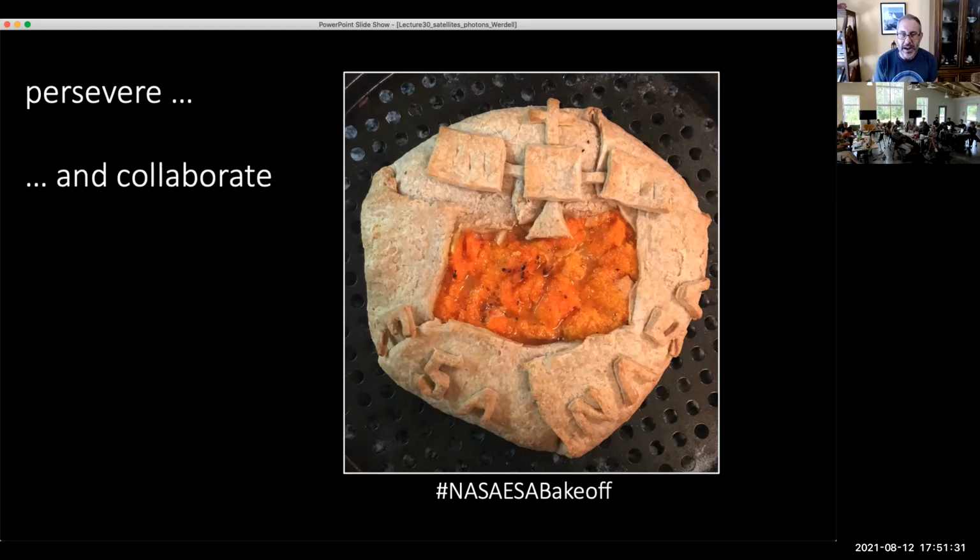This was my contribution. It's a sweet potato galette, but I was really bored one night and decided to acknowledge the collaboration. So I don't know if you could read it, but it says ESA and NASA. So that won for a little while, and then they got clever and started building cakes that looked like instruments and things like that. But nevertheless, the point is we got through it together through collaboration.